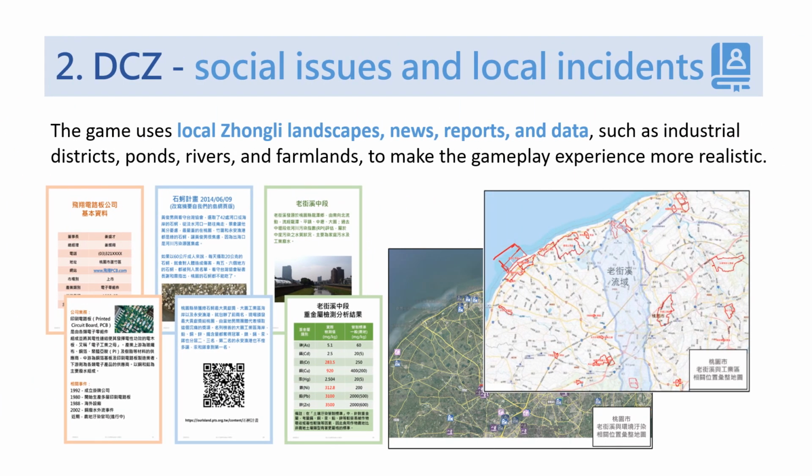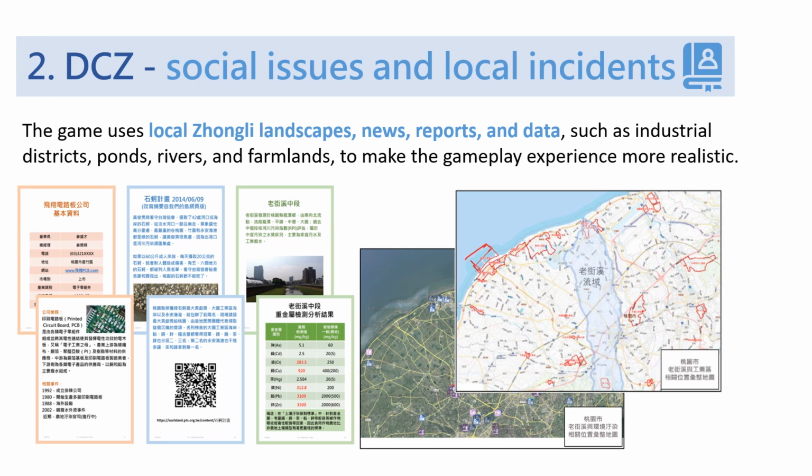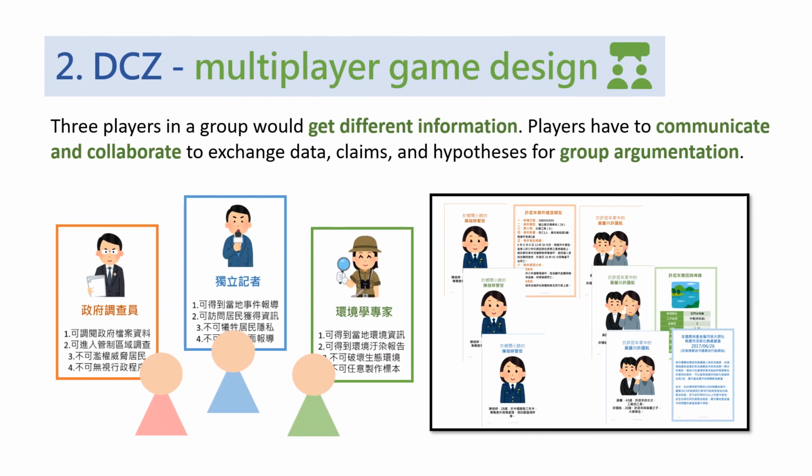The game uses local Zhongli landscapes, news, reports, and data, such as industrial districts, ponds, rivers, and farmlands, to make the gameplay experience more realistic. 3 players in a group would get different information. Players have to communicate and collaborate to exchange data, claims, and hypotheses for group argumentation.